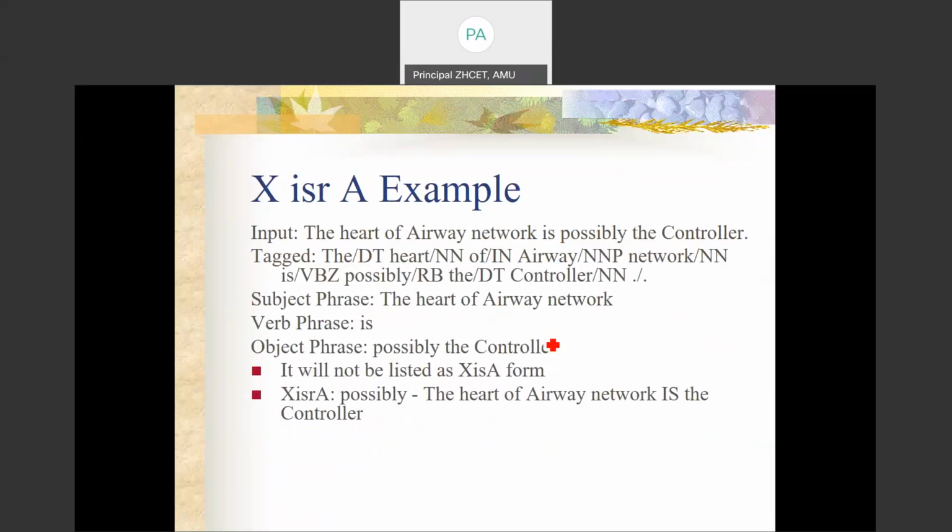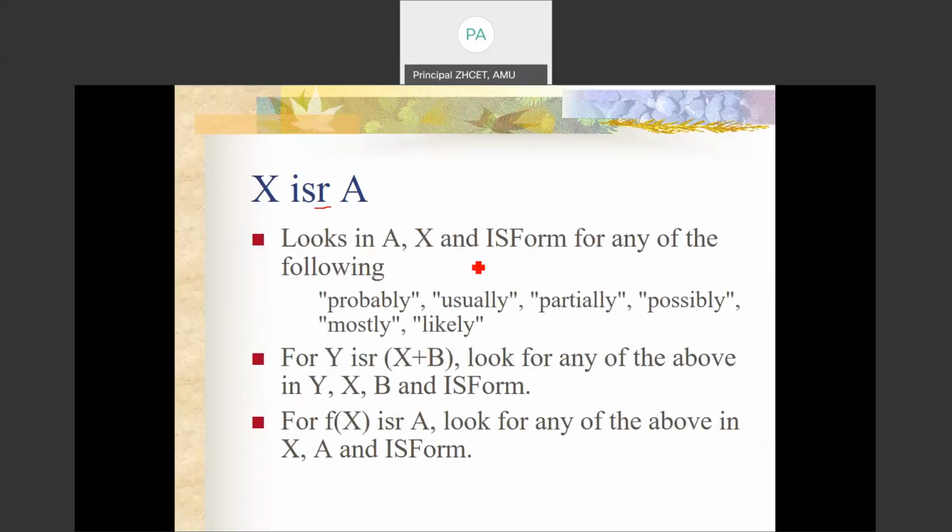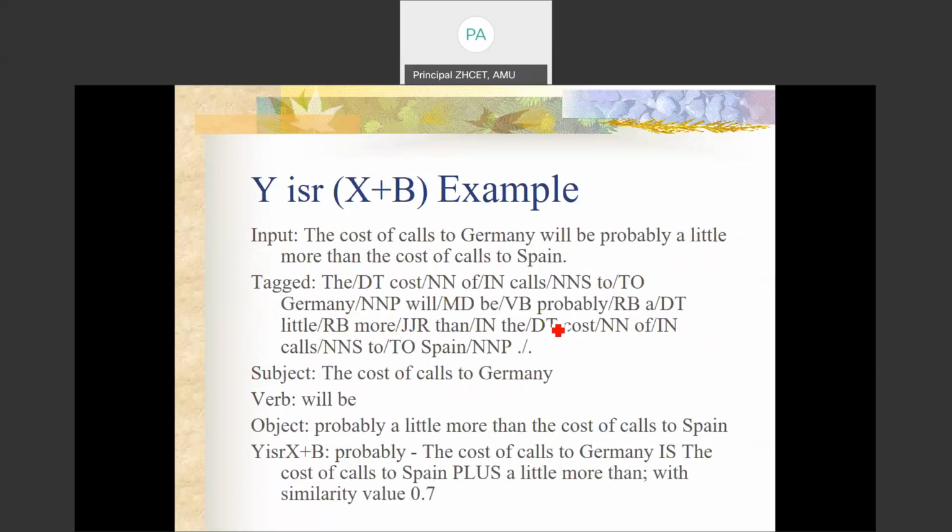The heart of airway example: the heart of airway network is possibly the controller. When you tag it, you find out the subject phrase, verb phrase, object phrase. It will not be listed as X is A form. It is X is rA form, because possibly will be small r. The heart of airway network will be X and the controller will be A, because possibly has been picked out from here. So that will be my small r.